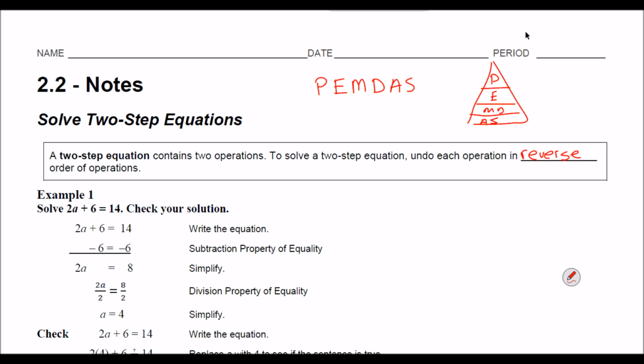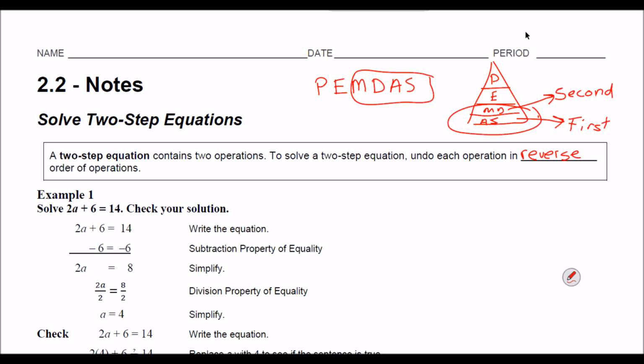And again, the reason for that is addition and subtraction are on the same level, and multiplication and division are on the same level. So we're going to focus on these two levels or this portion of it, okay? We're going to get rid of addition and subtraction first, and then we're going to get rid of our multiplication and division second.